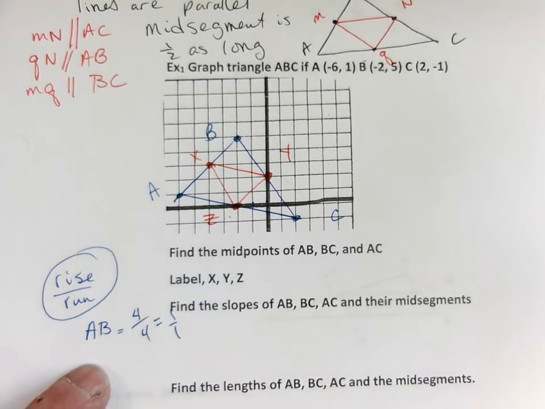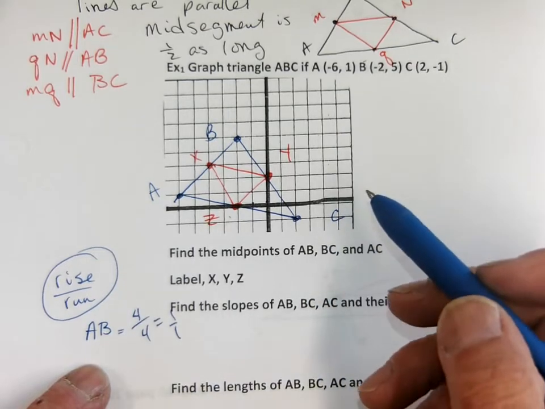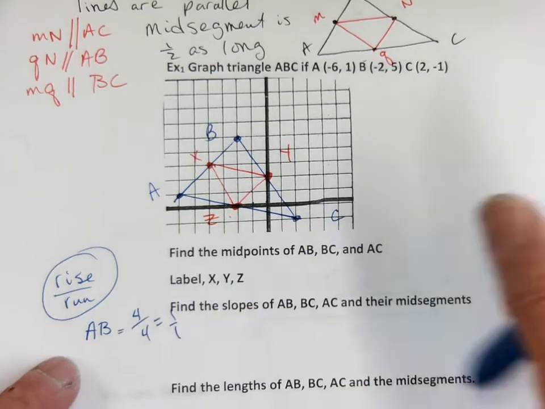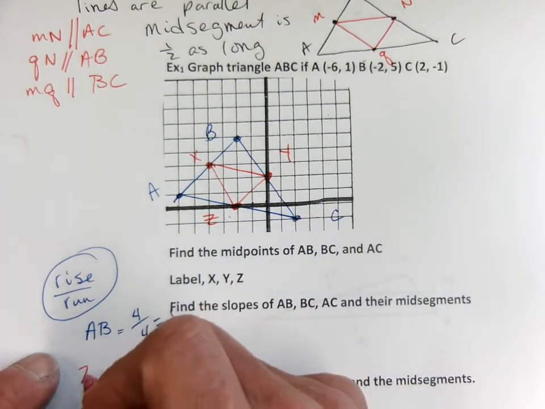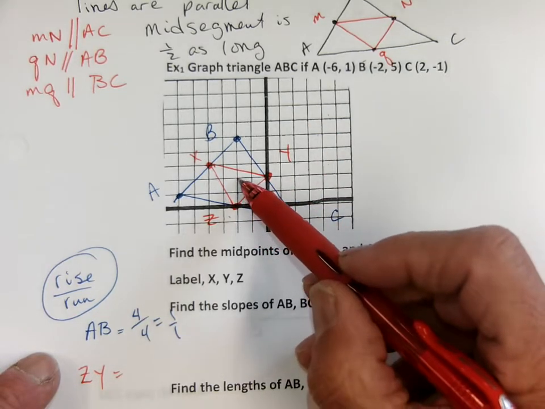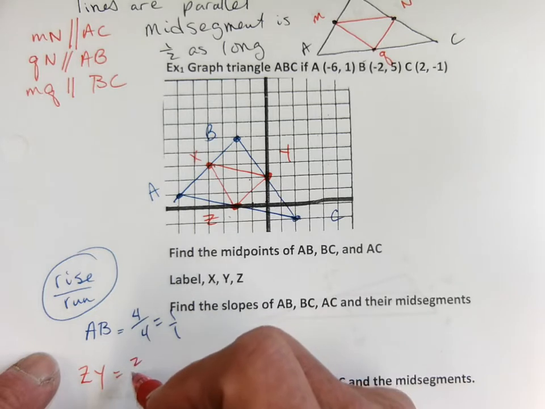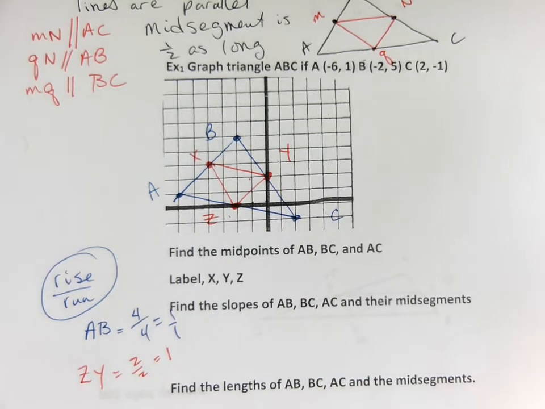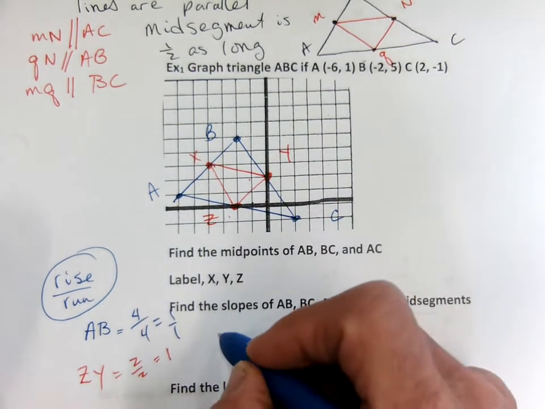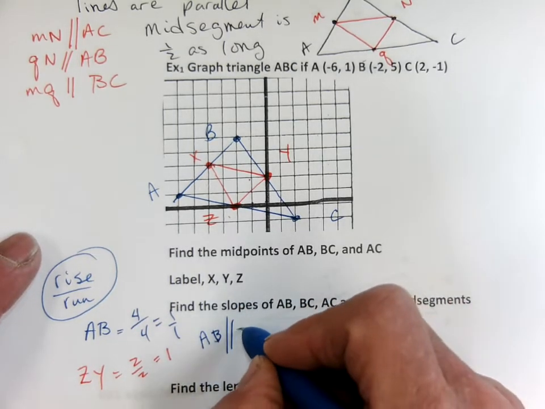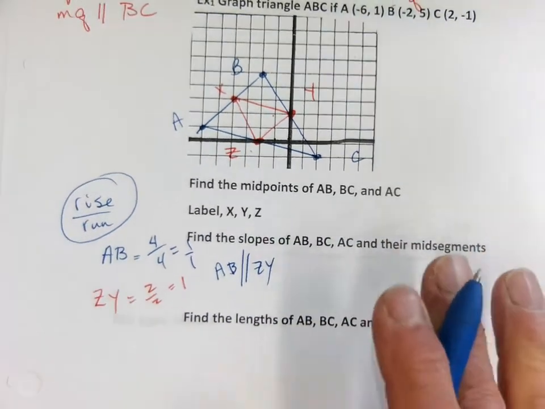Everybody get that? So then what's the slope of ZY? Well, ZY should be exactly the same. Up 1, 2 over 1, 2, which is 1 over 1. And I know they're parallel, don't I? I know they're parallel because same slope. I'm just going to say, okay, I know that. Then AB is parallel to ZY. I know that because same slope. It's got to be parallel, okay?